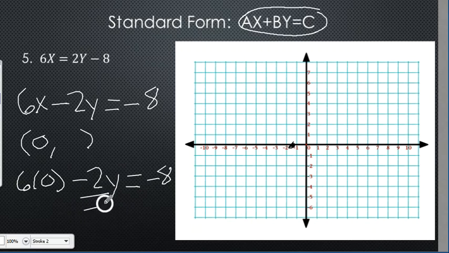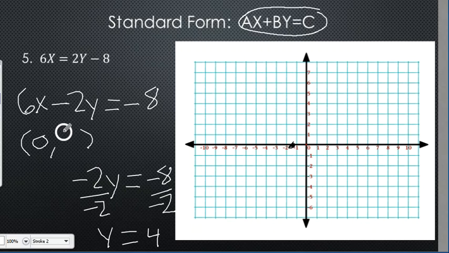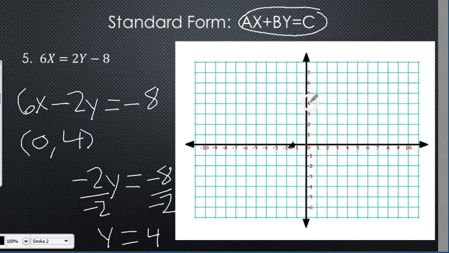And then we would divide by negative 2 on both sides, because this 6 times 0, we know that's just going to be a 0. So that'll just totally cancel out, which leaves us with negative 2 times y equals negative 8. Divide by negative 2 on both sides, and y equals positive 4. Okay, so when our x is 0, our y is 4. So that is our y-intercept.